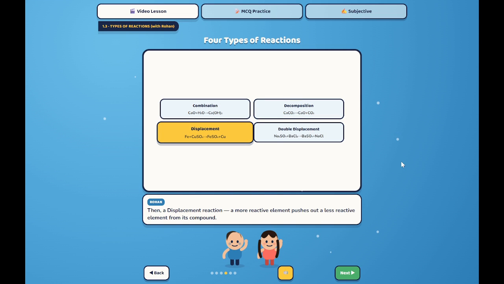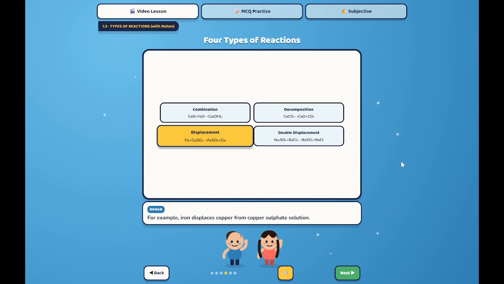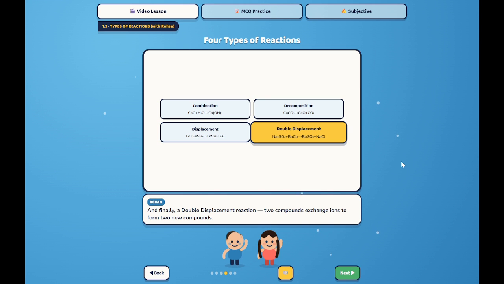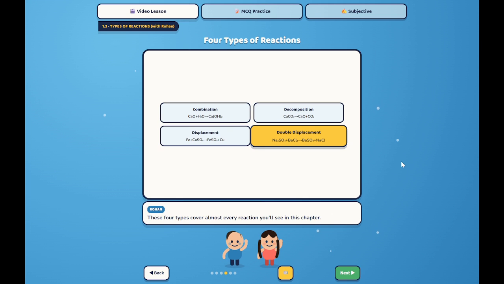Then, a displacement reaction. A more reactive element pushes out a less reactive element from its compound. For example, iron displaces copper from copper sulfate solution. And finally, a double displacement reaction. 2 compounds exchange ions to form 2 new compounds. For example, sodium sulfate reacts with barium chloride to form a white precipitate of barium sulfate. These 4 types cover almost every reaction you'll see in this chapter.